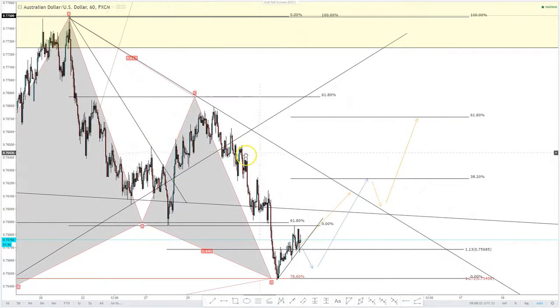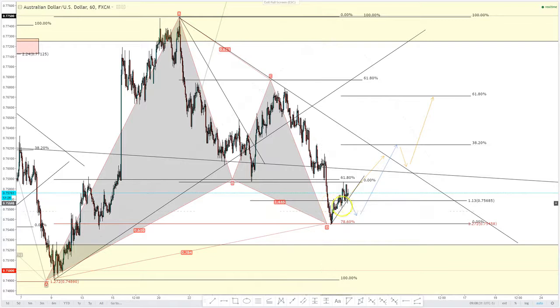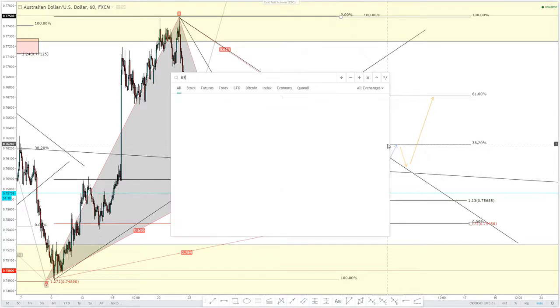But I think New Zealand looks a little bit better, just because of the situation right here, right? We haven't really taken off from this harmonic. We took off perfectly from the touch, but we haven't had that big move up to our take profit targets. All right, makes sense. So I'm going to be trading New Zealand right now.